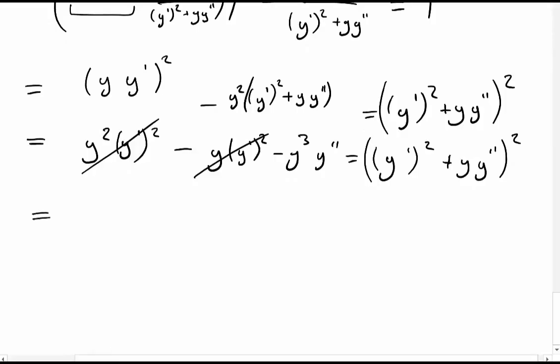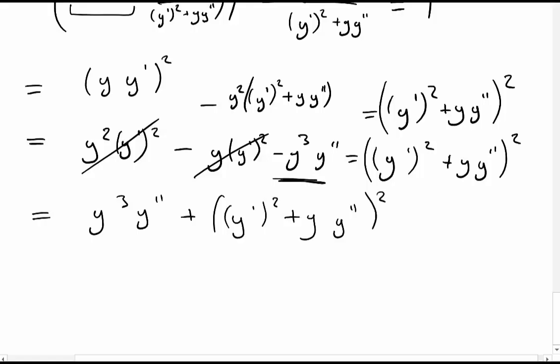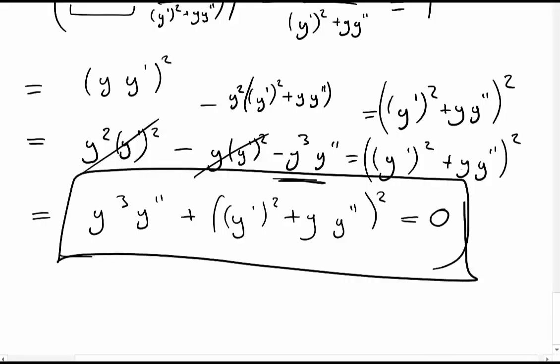If I take this y cubed y double dash over to the other side, I end up with y cubed y double dash plus y dash all squared plus y double dash all squared, and that's all going to be equal to 0. And therefore, I've found a differential equation that satisfies my original family of curves.